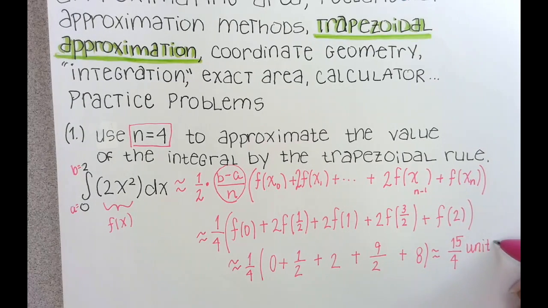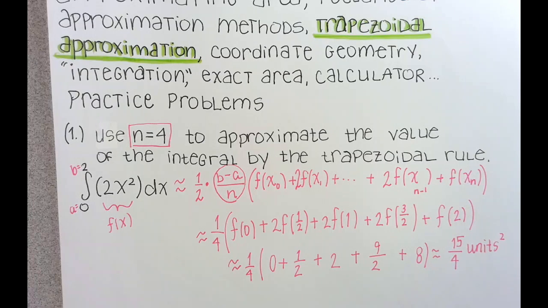I guess depending on the question, you might call it unit squared. You might just evaluate the integral and just call it 15 over 4. But why do I feel like I did something wrong? Let me double check. I filled in 0. Good. 1/2 squared is a 4th. 1/4 times 2 is a half. 1 squared is 1 times 2 is 2.